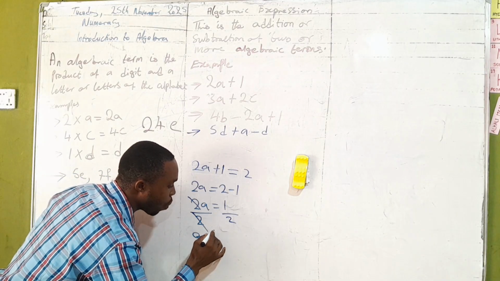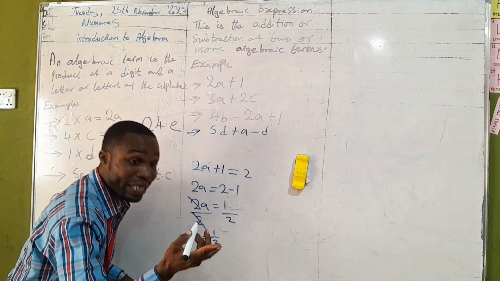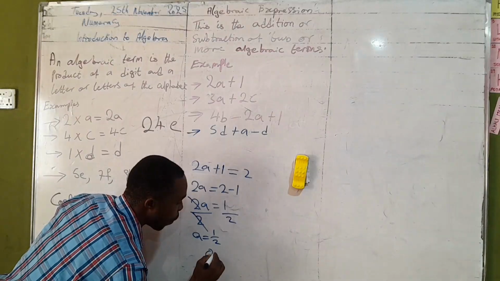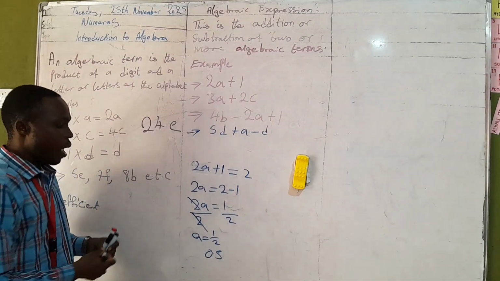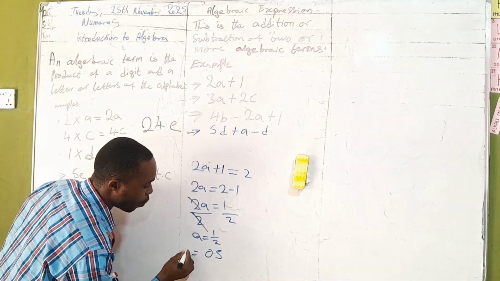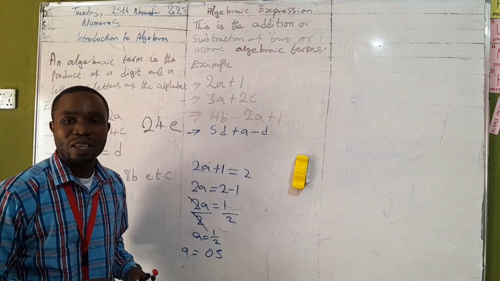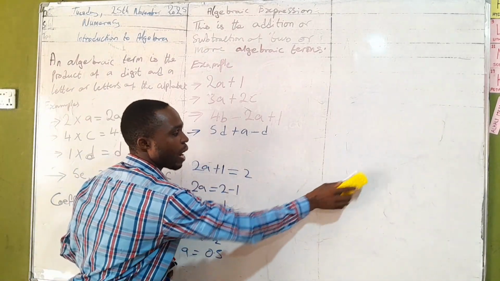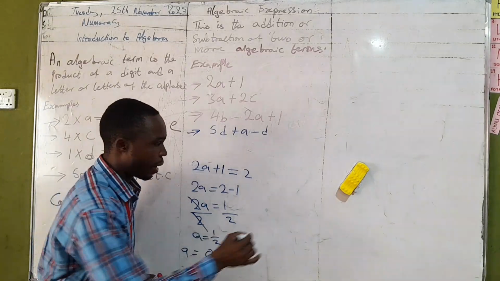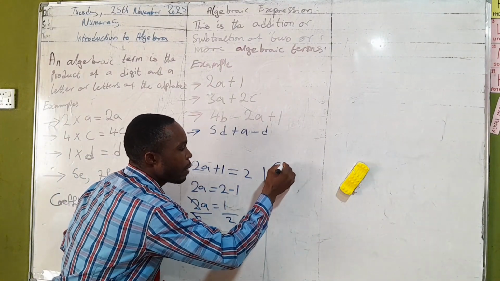And a will be equal to what? 1 over 2. Which is the same thing as what? 0.5. If you have gotten that a is equal to 0.5, how do you verify whether this mathematical statement is correct? You do what we call check. You do what we call what? Check.